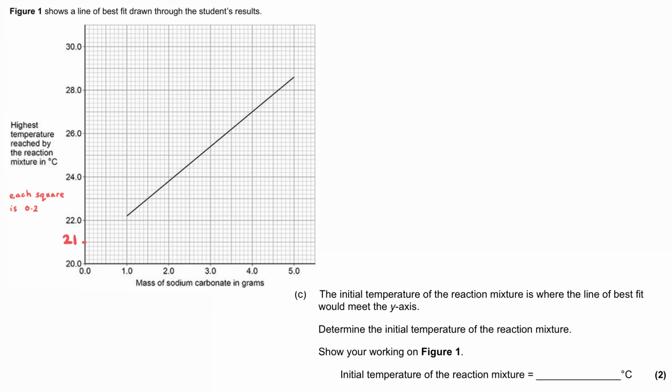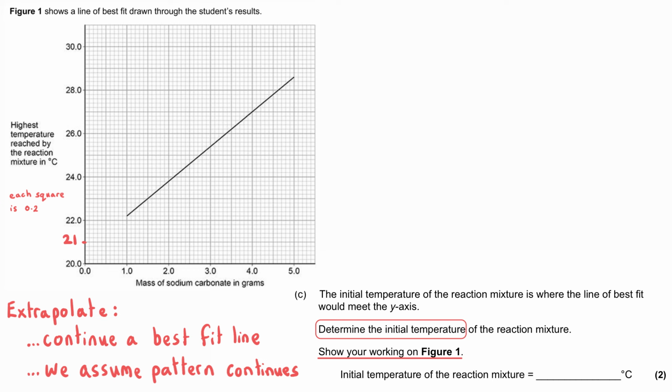The initial temperature for the reaction is where the line of best fit would meet the y-axis. Determine the initial temperature of the reaction mixture. Show your working on figure 1. There are actually 2 different ways that we can answer this question. The first one that I prefer is to take the line of best fit that you've been given and then continue it until you reach the y-axis. This process is called extrapolating.